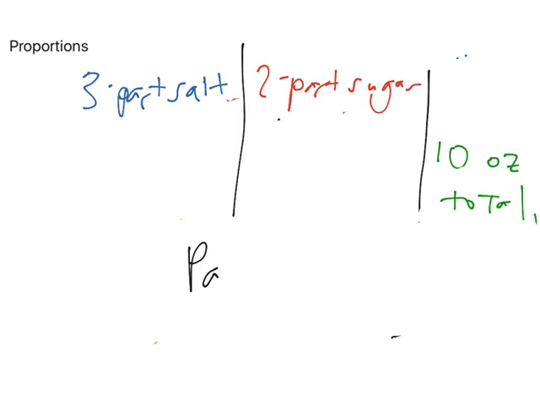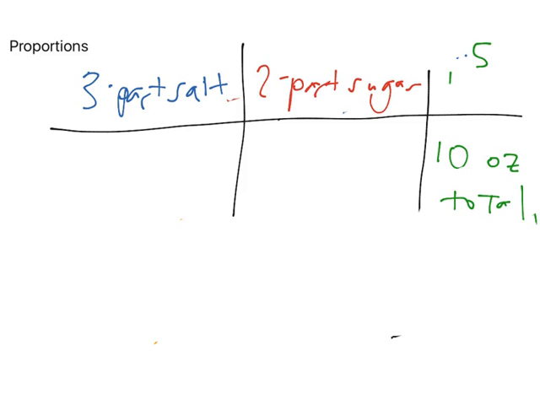This is a part-to-whole problem. The last one's part-to-part because we have a total right here. That's why I have a 3rd column. Well, we can think of it this way. If we have 3 parts salt and 2 parts sugar, then the total has to be 5 parts in total. 3 plus 2. 5 parts in total. So how much salt, how much sugar do we need? Well, 5 times 2 is 10. That means that we have to multiply each of these by 2.